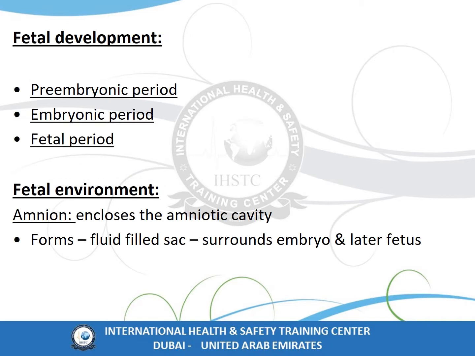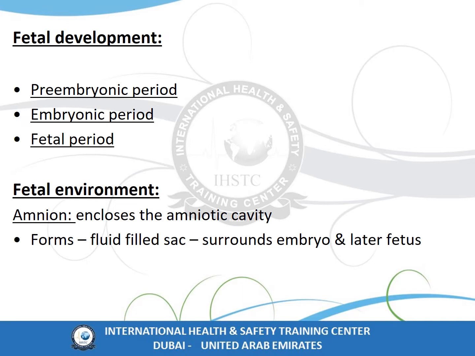So now let's know the fetal development and fetal environment. The fetal development, as you can see, is divided into 3 periods. The pre-embryonic period, that's the first 2 weeks after conception. The embryonic period begins on the 15th day through approximately the 8th week after conception, and the fetal period begins at the 9th week after conception and ends with birth.